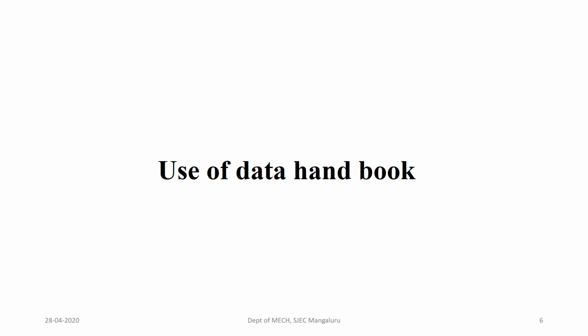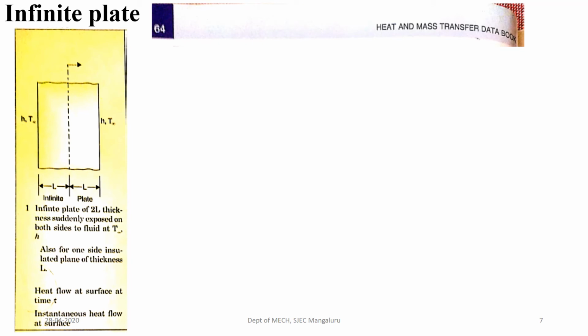Please open the data handbook, everyone, and check the corresponding page number which I am going to explain. Now the first one is the infinite plate. Please go to page number 64 in the data handbook. The new data handbook may be a little different. You have the first column which shows the infinite plate. The total thickness is 2L, where L represents half of the thickness, surrounded by h comma T infinity.